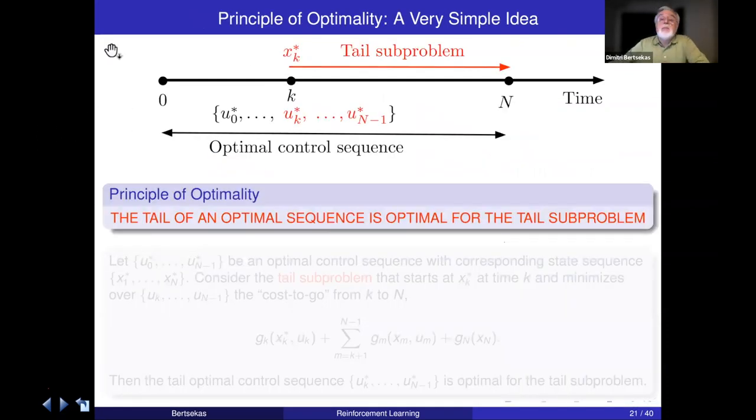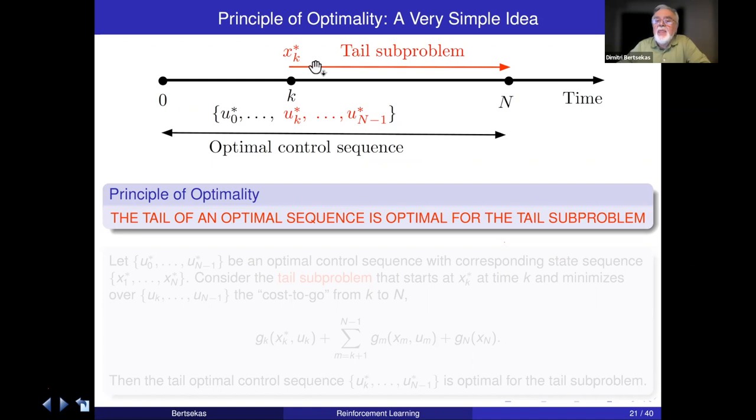So let's get to the idea of the principle of optimality. It's a very, very simple idea. And it says the following. Suppose that you have an optimal control sequence, u0 star up to uk star all the way to u star of n minus 1. And suppose that after the first k control choices, you end up at state xk star.